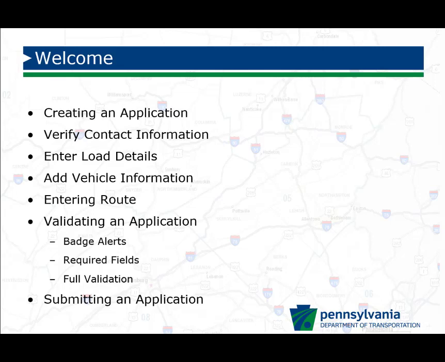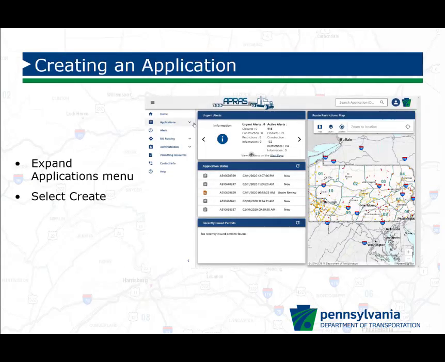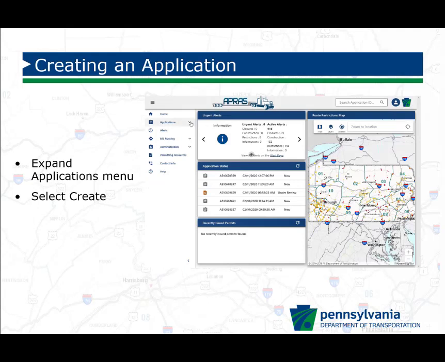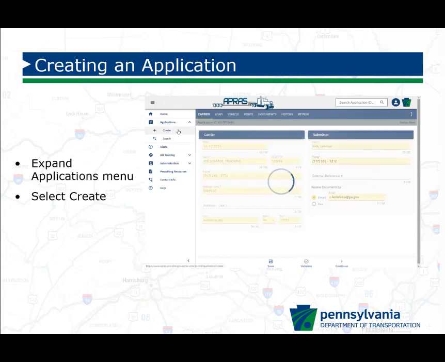Once logged into APRAS, navigate to the side menu. Expand the Application section, and click Create to begin a new application. The new application ID appears in the gray header along with the status.